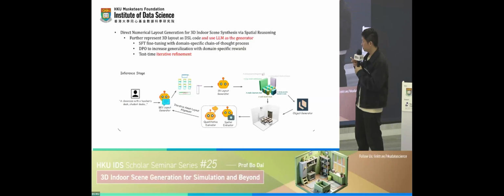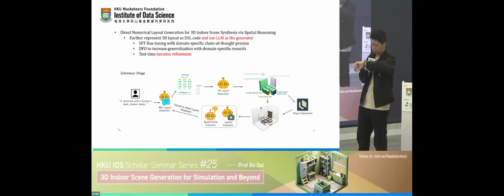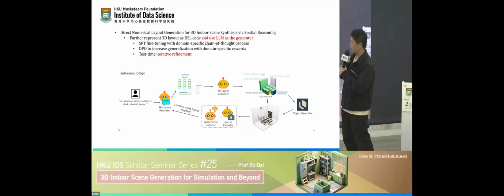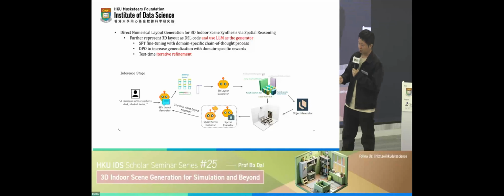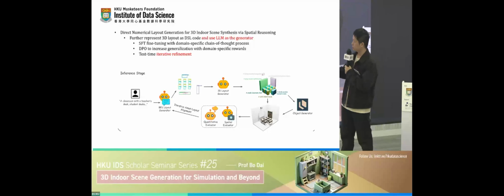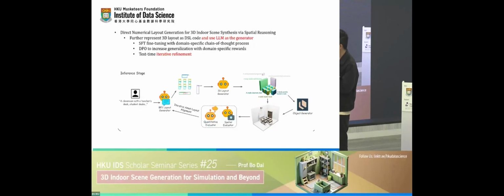Yeah, so this is the inference process. At the top, we go through the process: we have the condition, we can then generate the layout, and use this layout we can then apply an object generator or a retriever to retrieve the asset from a library.